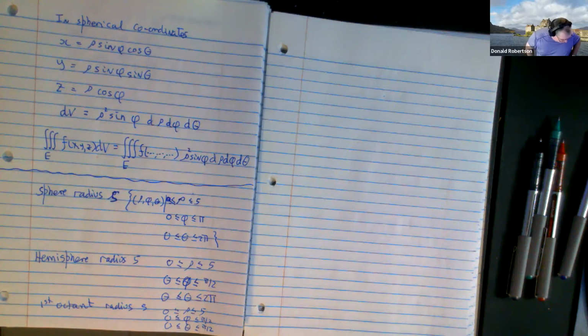The way that you do it is basically using this. X can be turned into rho sine phi cosine theta, and you can look at the textbook and it proves it to you. The y coordinate in terms of those is rho sine phi sine theta, and the z coordinate is rho cosine phi. That's just something you write down on a card and keep handy for this section.